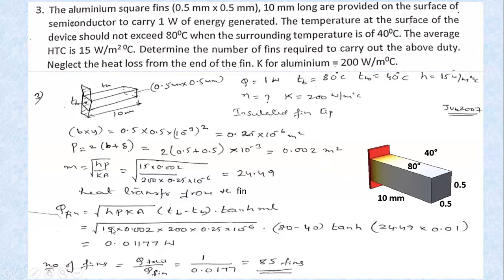From this we will get the heat transfer from the fin. Now, from a single fin, this is the amount of heat transfer. So how do you find the number of fins? The number of fins will be equal to the total heat which has to be removed divided by the heat transfer from a single fin. How much do you have to remove? 1 watt. So 1 divided by Q of the fin, Q per individual fin. You will get around 85 fins.